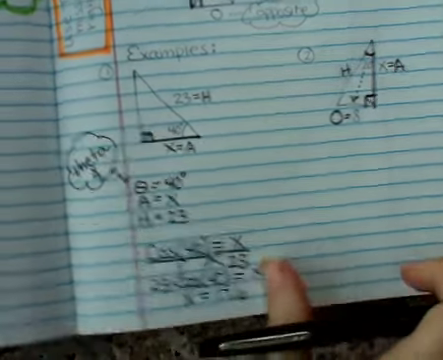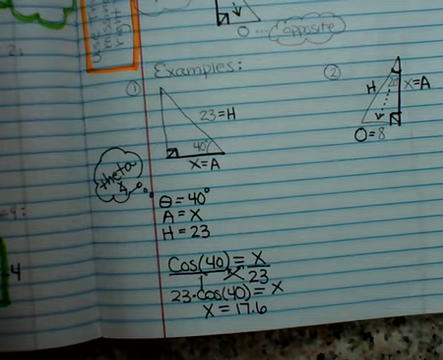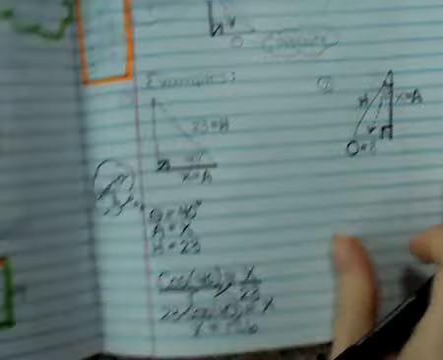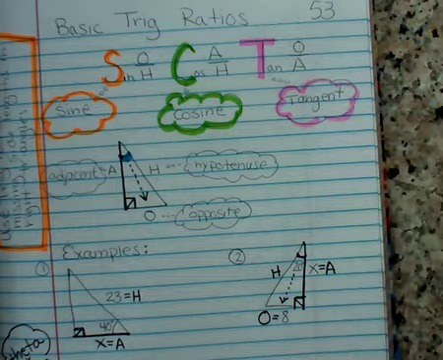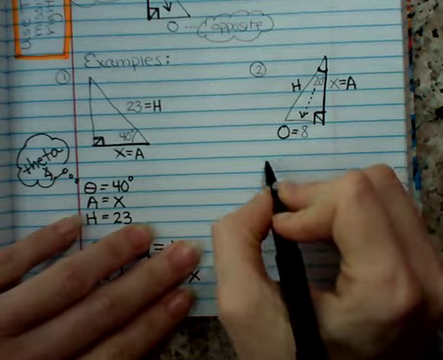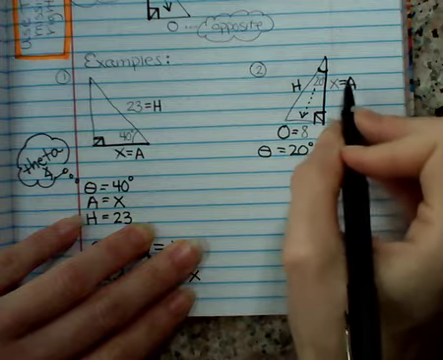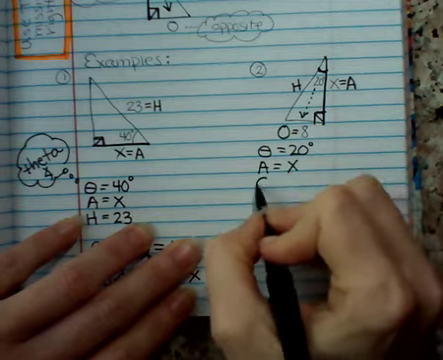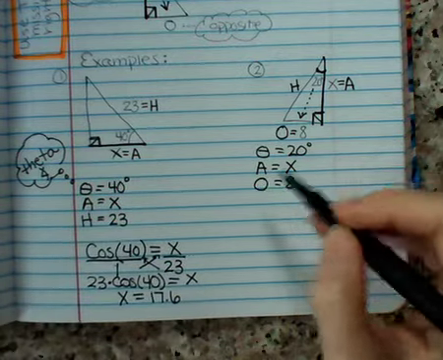So if we come back up and we look at our trig ratios, we didn't make our list, so sorry. So we have our theta is 20 degrees. The x, the thing we're looking for, is our adjacent side, and we also know our opposite side. So the two sides that we're concerned with in this problem are the A and the O.